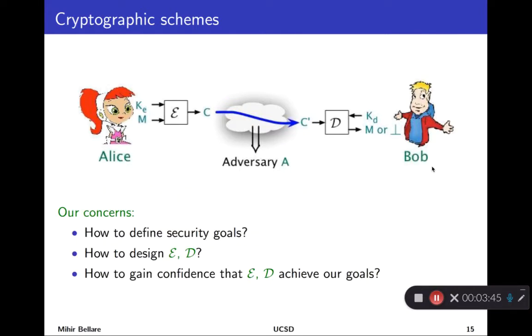So what are these goals? Cryptography is concerned very centrally with that question, not only at a broad or intuitive level what these goals are, but what are they formally? How do we define them? Once we understand these goals well, we'll ask how do we design schemes, encryption and decryption algorithms that actually achieve them. And then we have an even more difficult question maybe, which is how do we know that these algorithms actually provide security?